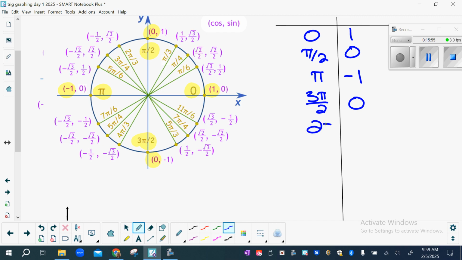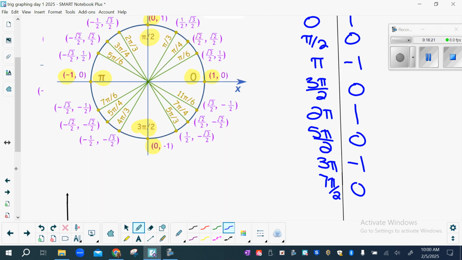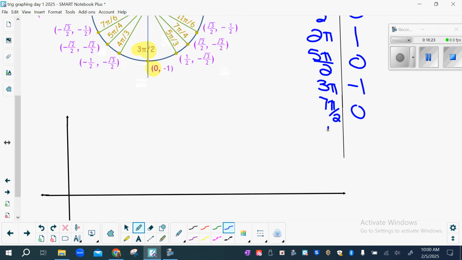I'm going to go to 2 pi, and I'm back to 1. That's one whole rotation. We're going to do it again. We're going to go to 5 pi over 2, and I'm at 0. I'm going to go to 3 pi, and I am over here at -1. I'm going to go to 7 pi over 2, and I'm at 0. I am going to go to 4 pi, and I am back to 1.